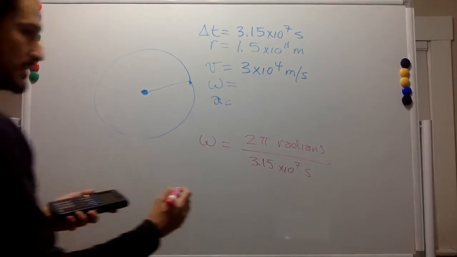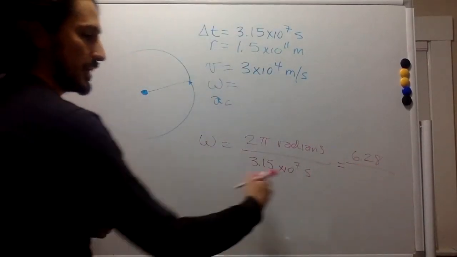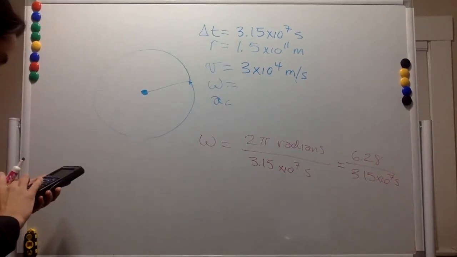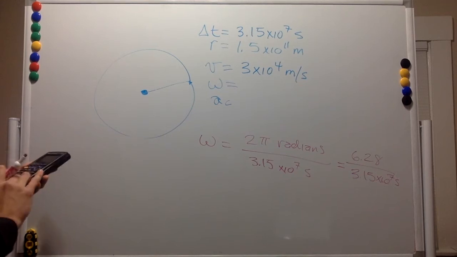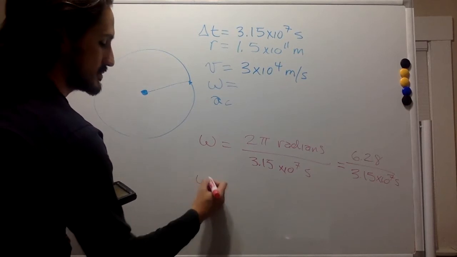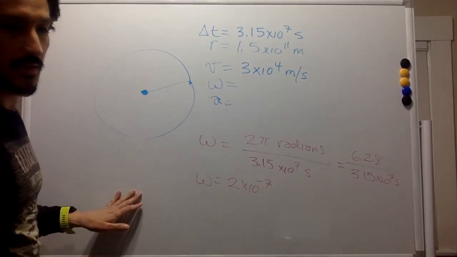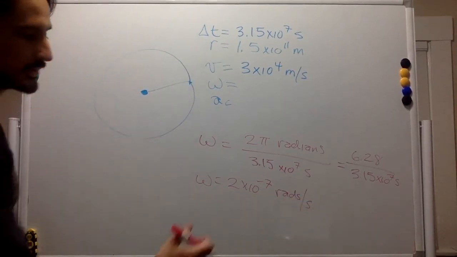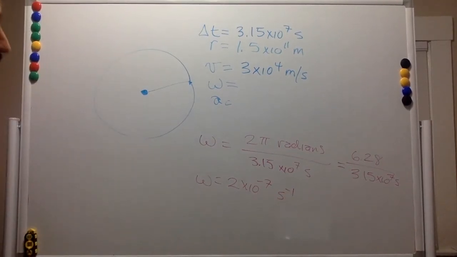So it's equal to 6.28 divided by 3.15 times 10 to the 7 seconds. And that is 1.99. Let's call it 2 times 10 to the negative 7 radians per second. Or more appropriately, because the radians are dimensionless, just inverse seconds. So we can put it over here.